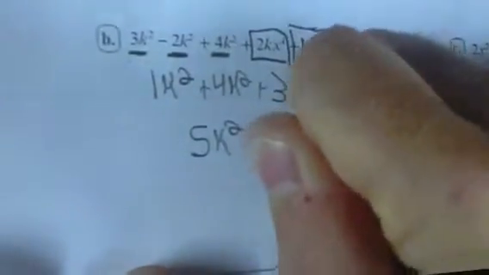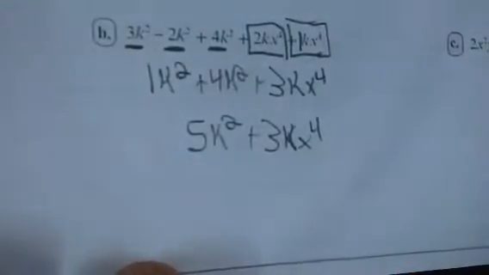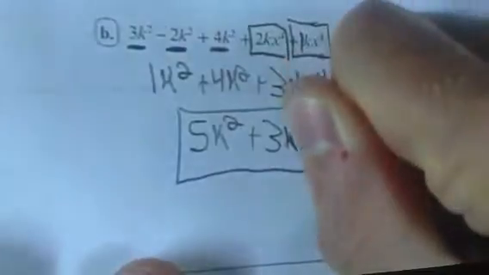Now can I combine these two? Well, this has a k squared. This has a kx to the fourth. Those two do not have the exact same variables raised to the exact same power, so I cannot combine them. Okay?